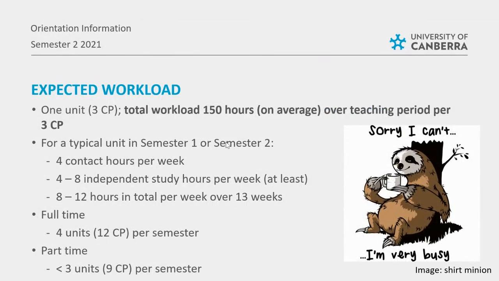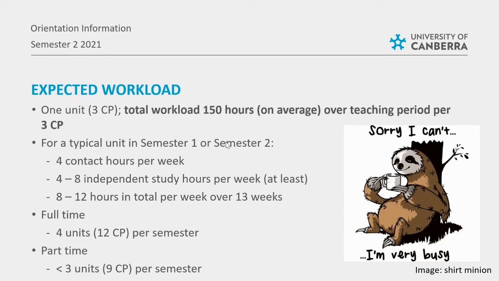All right, in terms of what is involved in a unit, the amount that you're expected to work. So each of your units that is worth 3 credit points is worked out based on the assumption that you will do 150 hours on average work towards that unit across semester. Okay, so across those 13 weeks of classes and 2 weeks of assessment afterwards. So for a typical unit in semester 1 or semester 2, they're based around 3 to 4 contact hours per week. I am a meanie.